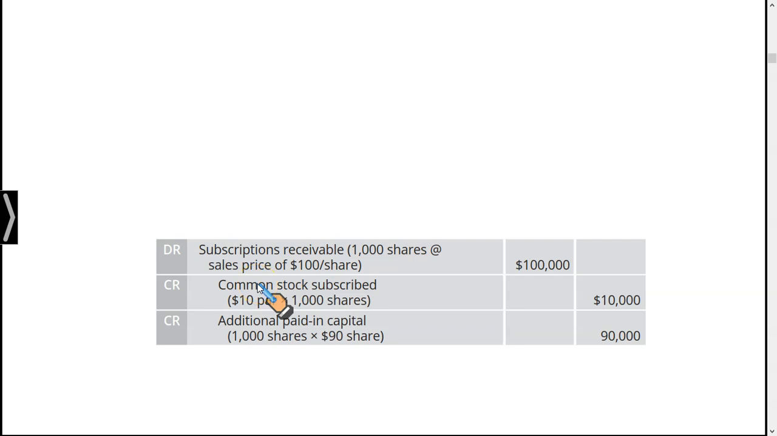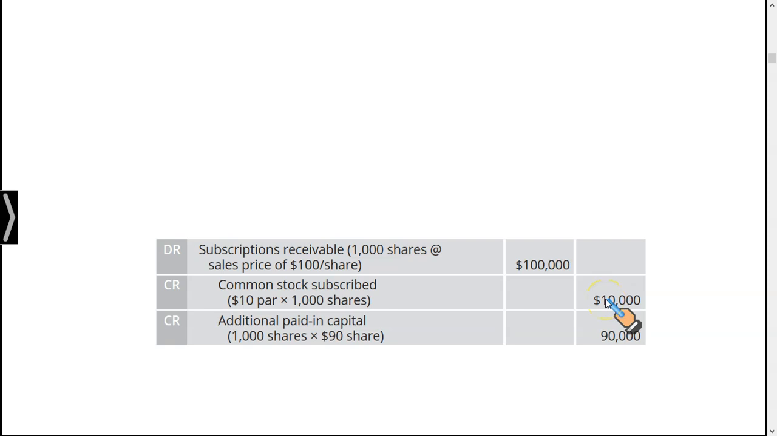So here is the journal entry explanation of the sale of subscription. What you see on the debit represents the amount owed by the subscribers, who agreed to buy 1,000 shares at $100 each. So we debit subscription receivable with $100,000. And we credit common stock subscribed. This represents the par value of the 1,000 shares that have been subscribed. The par value is 10, multiplied by 1,000 shares, so we credit common stock subscribed.